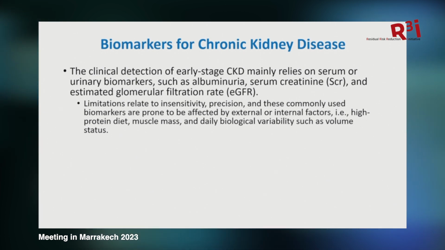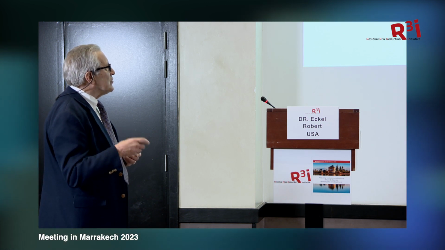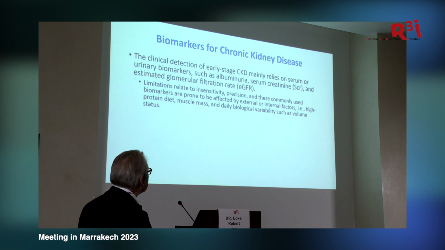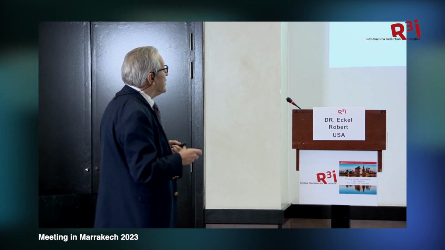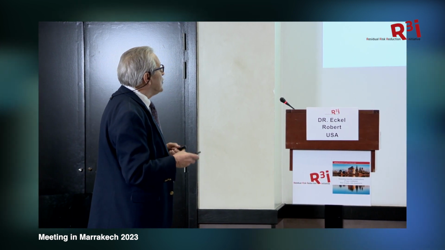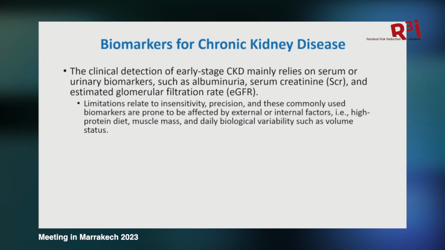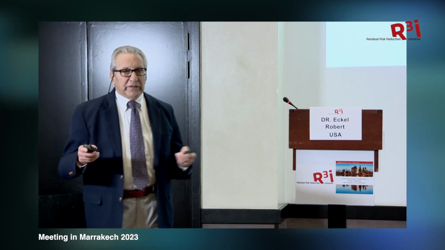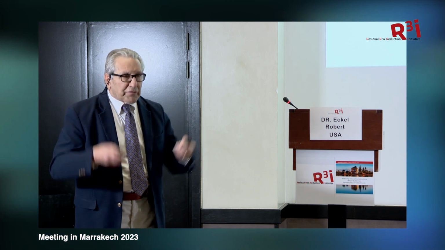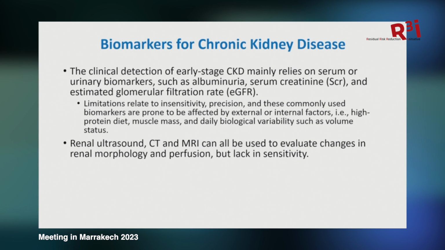The clinical detection of early chronic kidney disease mainly relies on serum and urinary biomarkers, such as albuminuria, serum creatinine, and eGFR, which is an estimated assessment of renal function. I think there are multiple limitations, and they relate to the insensitivity and precision. Commonly used biomarkers like this are prone to be affected by external and internal factors, such as a high protein diet, muscle mass, daily biologic variability, including volume status. And I think that's a major reason for modifications in eGFR that are transient and can be rapidly corrected.